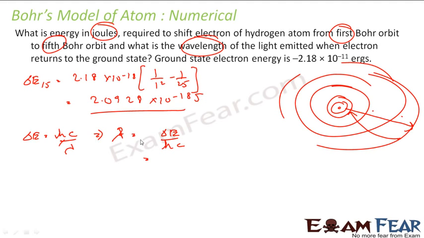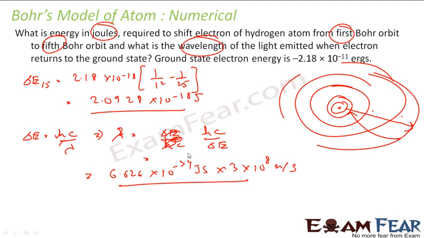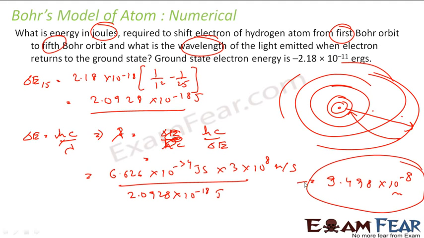Lambda is hc by delta E. What is the value of h? 6.626 into 10 to the power minus 34 joule second. c is 3 into 10 to the power 8, the speed of light, meter per second. And delta E we have in joule, that is 2.0928 into 10 to the power minus 18 joule. So we solve this, you get lambda as 9.498 into 10 to the power minus 8 meter. This is the wavelength of the light emitted when the electron jumps back from here to here.